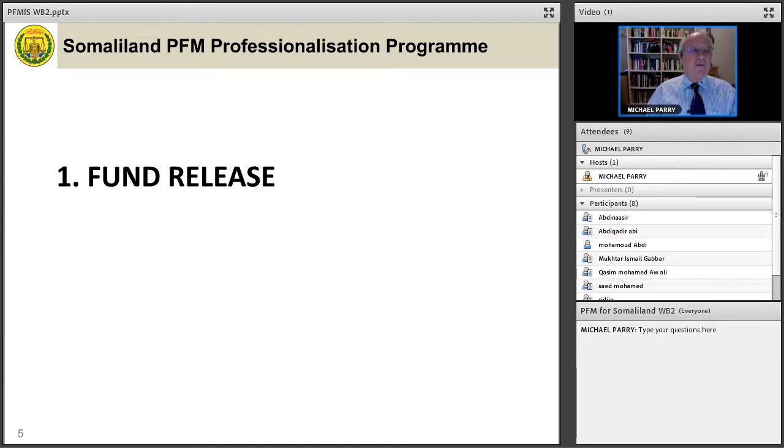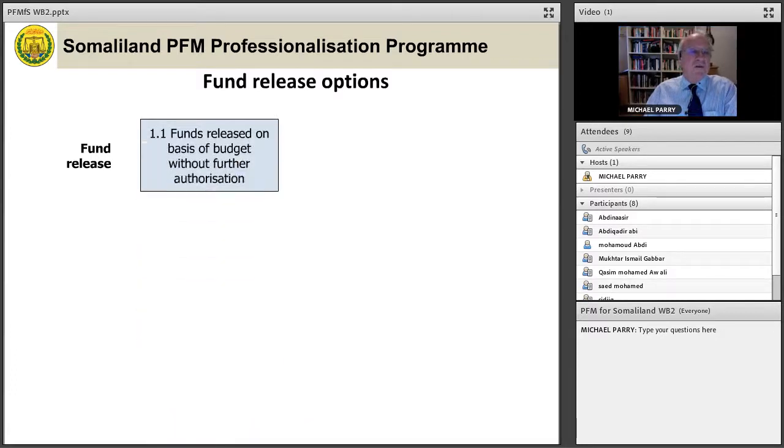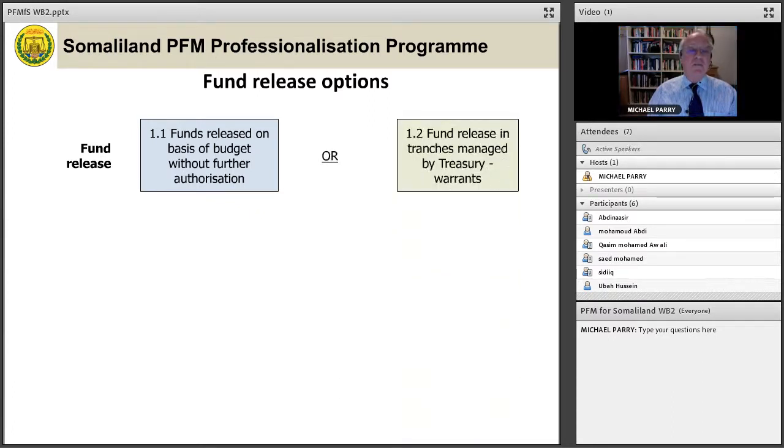Okay, let us now look at the first stage of budget execution, fund release. And let me explain that in terms of options. You could have a situation where once the budget is passed, the amounts in the budget are immediately available to the different ministries to spend. That's it. But Treasury would have no control over the process. They could just spend the money because they've got it in the budget. Virtually no public sector organisation would operate like that.